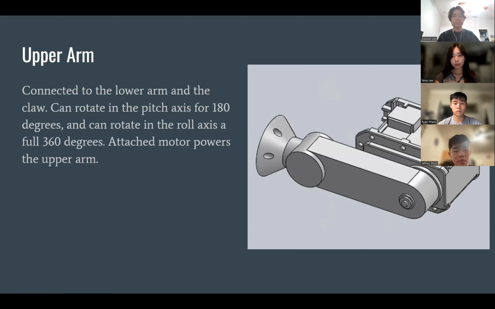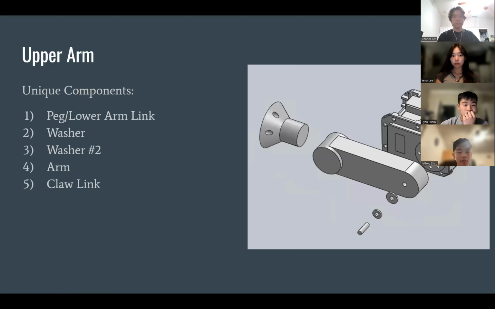Next is the upper arm, which is connected to the lower arm and the claw. It can rotate in the pitch axis for 180 degrees and can rotate in the roll axis a full 360 degrees. The attached servo motor powers the upper arm. For the components in the upper arm, there is the lower arm link, the washer and the second washer, all of which are part of the mechanism that connects the upper arm with the lower arm. It fits into the upper arm link that was on the lower arm. And there's the arm itself and the claw link, which allows for roll rotation, the roll axis.